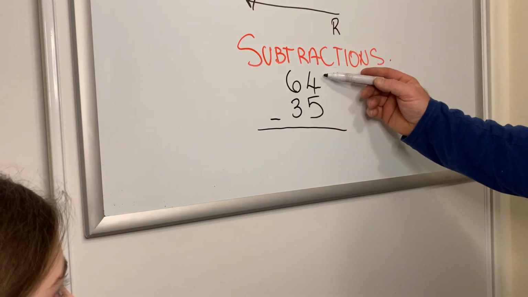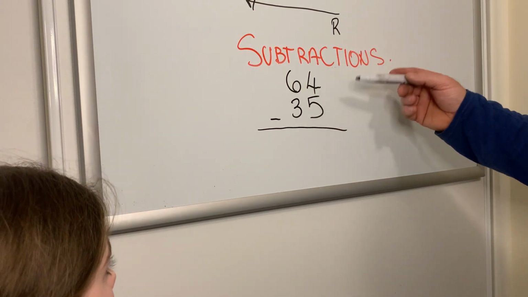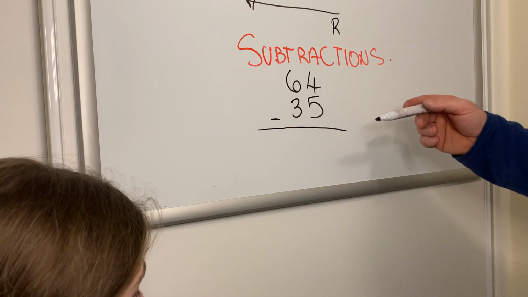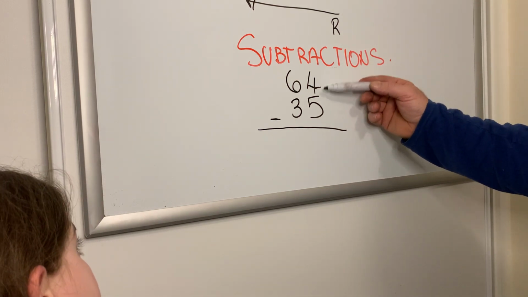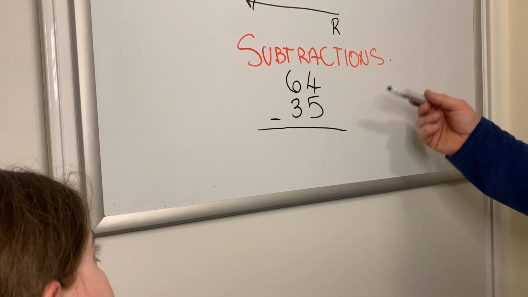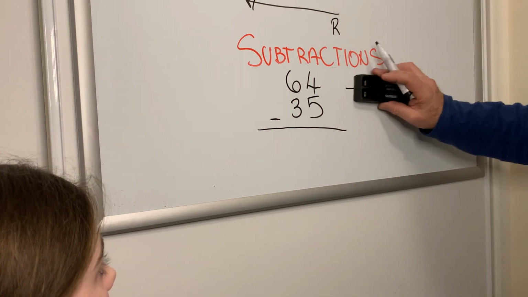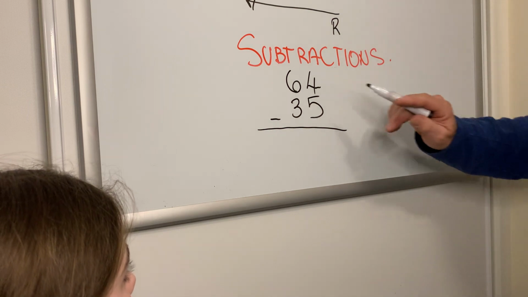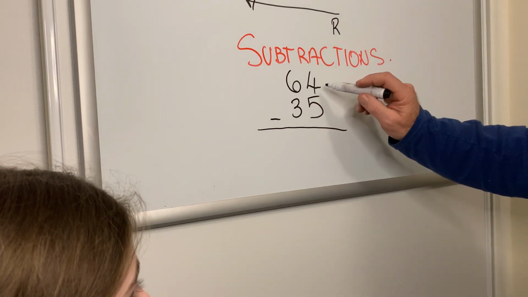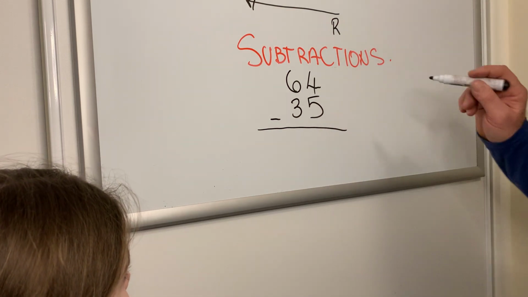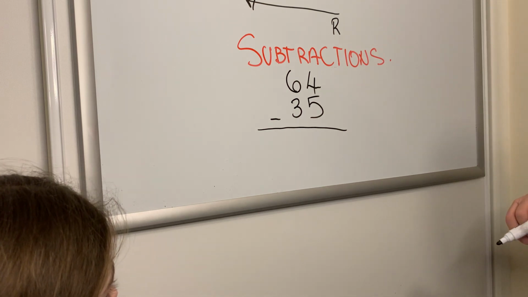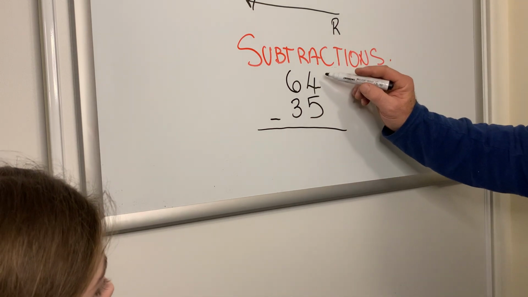When you get into more senior maths, Logan, you'll find that 4 take away 5 is a negative number. It's actually like a -1, but we don't worry about that at the moment. For your level, we just say it's a 0. It doesn't subtract. We can't do it. So we have to borrow.